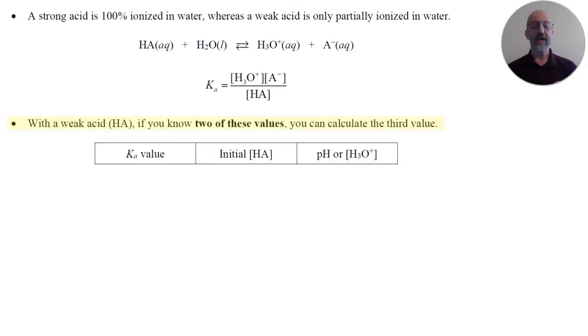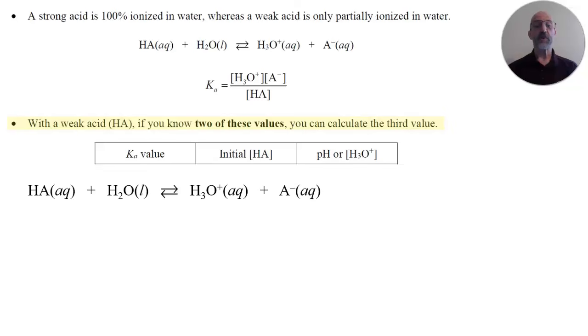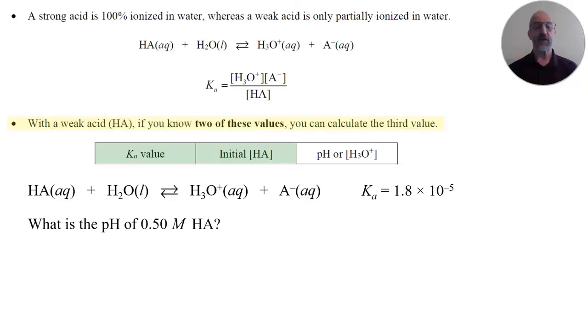So what I will do is show you a situation where if you know 2 of these values, you can calculate the third value. Suppose you were given the following situation. You have the Ka value for a weak acid. I'm just making up a value of 1.8 times 10 to the negative 5. And if you know the initial concentration of the weak acid, for example, let's say it's 0.50 molar, the question might ask, what is the pH of a 0.50 molar solution of a weak acid? And again, the Ka value would be given.